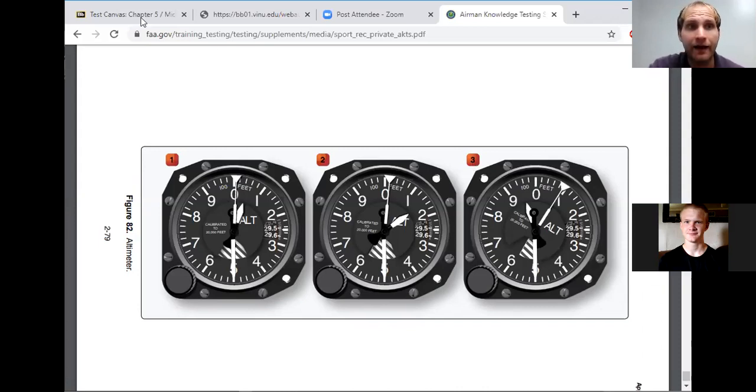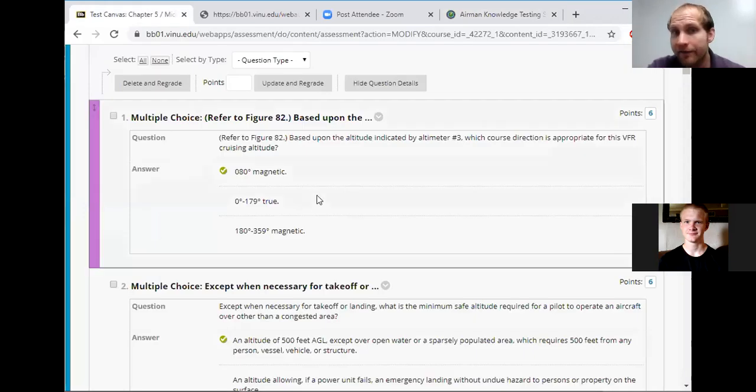So altimeter number 3 is 9,500 MSL. So when we study our test question, it's telling us that the course direction appropriate for flight would be an easterly. The oddballs fly east, part 91. And so that's why we're getting the correct answer of 080 magnetic. Why is the other choice incorrect? Because it says true. So VFR cruising altitudes are based on magnetic, not true. So magnetic course, not true course.